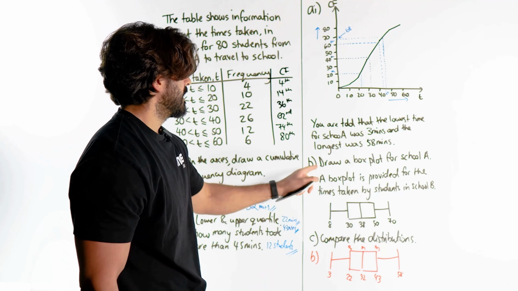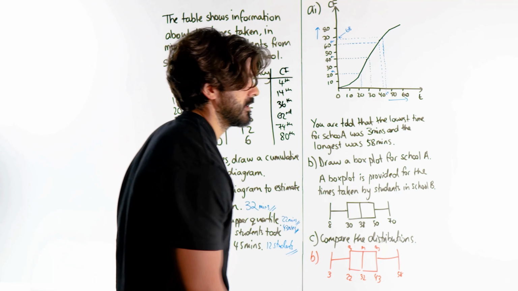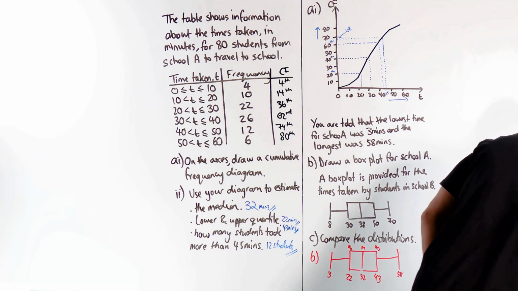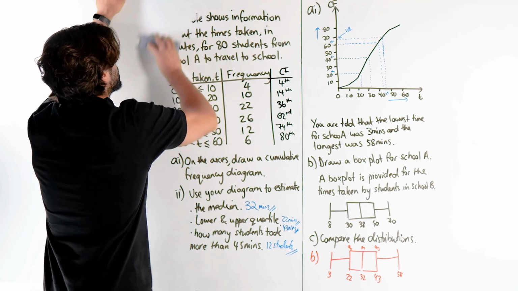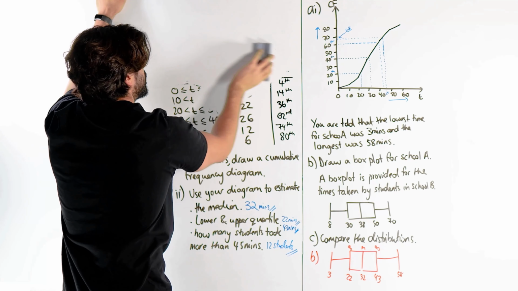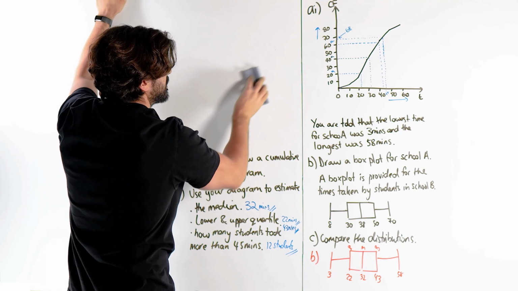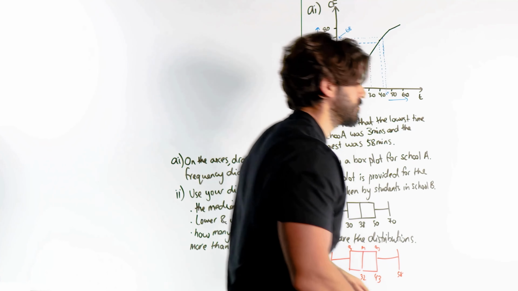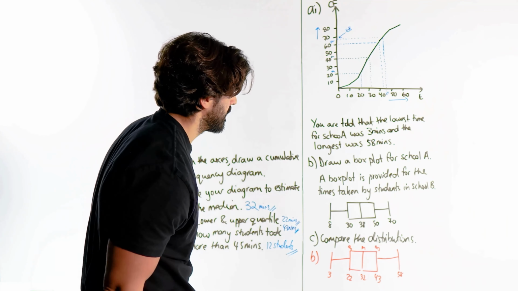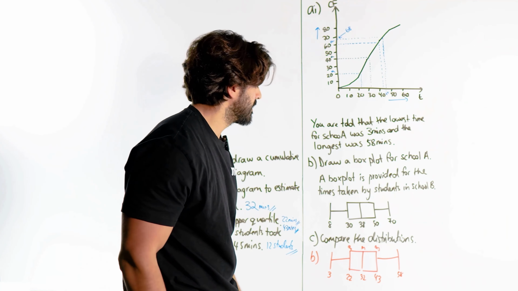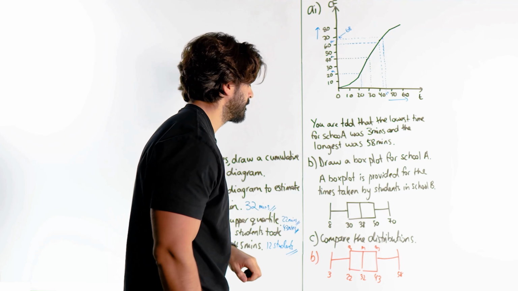But then it says, a box plot is provided for the times taken by students in school B. Compare the distributions. So how do we compare distributions for box plots? It's actually very simple. You only need to comment on 2 things. These are always two marks in a GCSE exam. The first thing you need to do is compare the medians. Why do we compare the medians? We compare the medians because that's an average, okay? Now we can see that 38 is bigger than 32, which means on average, school B students took longer, okay?